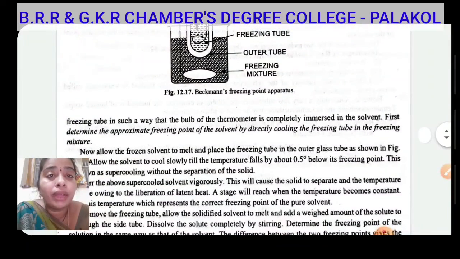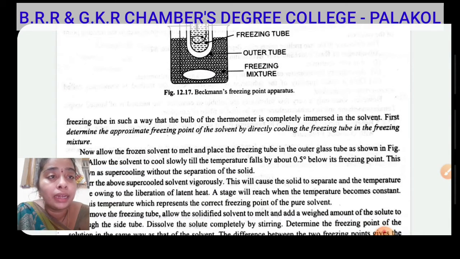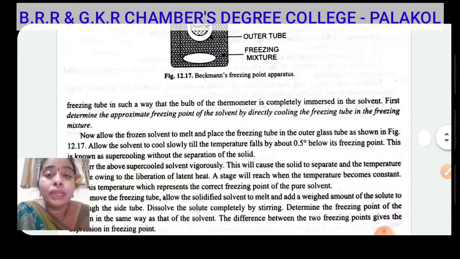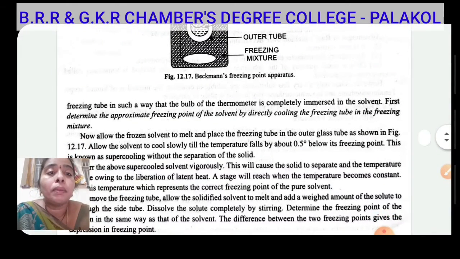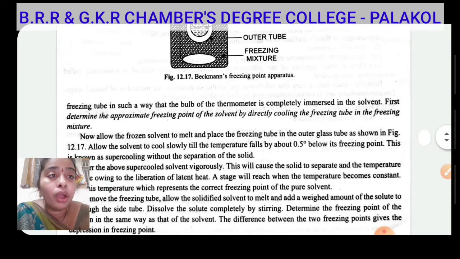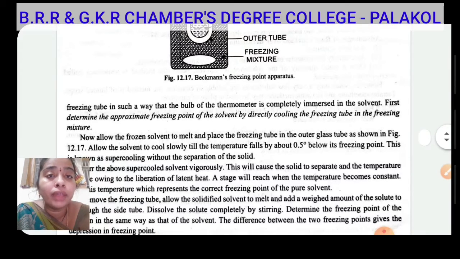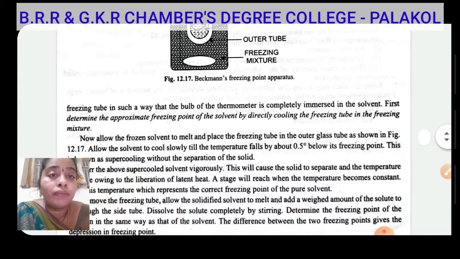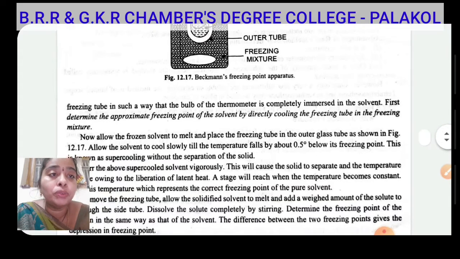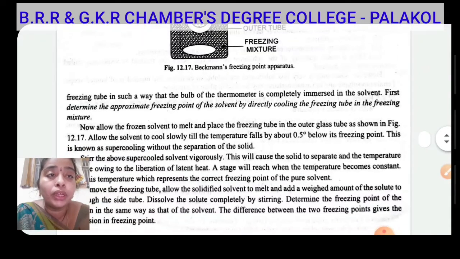First determine the approximate freezing point of the solvent by directly cooling the freezing tube in the freezing mixture. In this method, the liquid is converted to solid. That point is called the freezing point of the pure solvent. Now let the frozen solvent melt and place the freezing tube in the outer glass tube as shown.